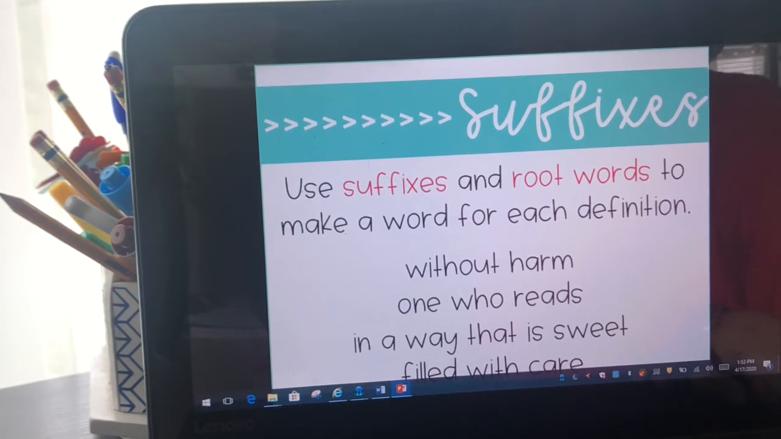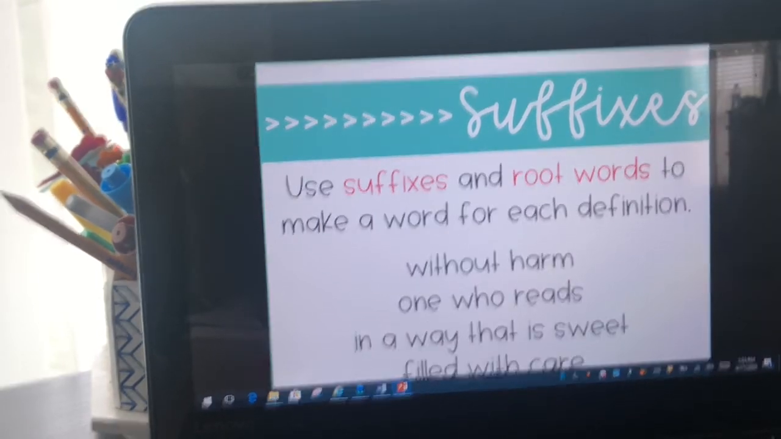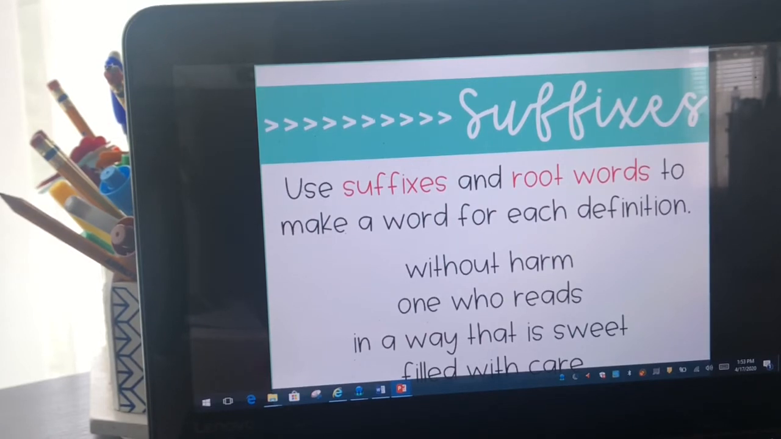So now use suffixes and root words to make a word for each definition. So this is when you're going to get your dry erase board and your dry erase board marker. You are going to grab your paper or your pencil, and we are going to practice. I just have to erase my whiteboard, sorry. All right, so the first one says without harm.